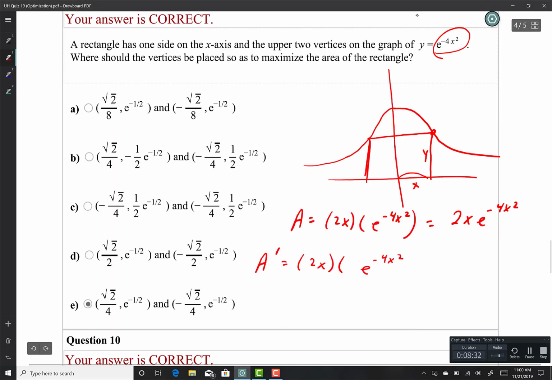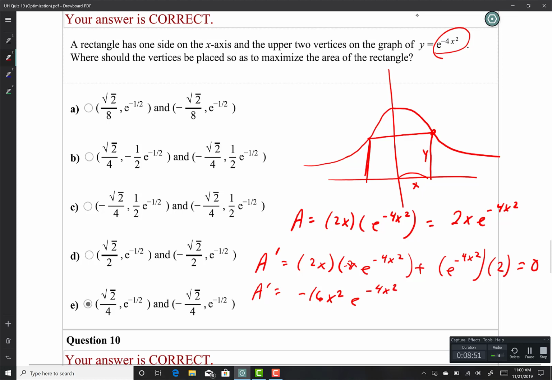Negative 8x plus second, e to the negative 4x squared times the derivative of the first, 2, and equal that to 0. So I have A prime equal, let's see, negative 16x squared e to the negative 4x squared plus 2 e to the negative 4x squared equals 0.